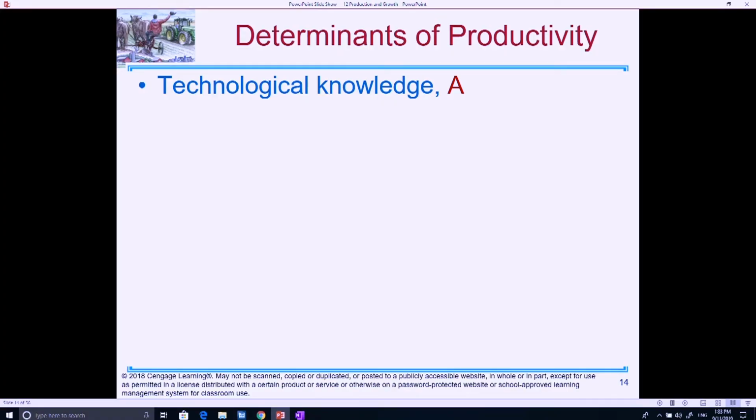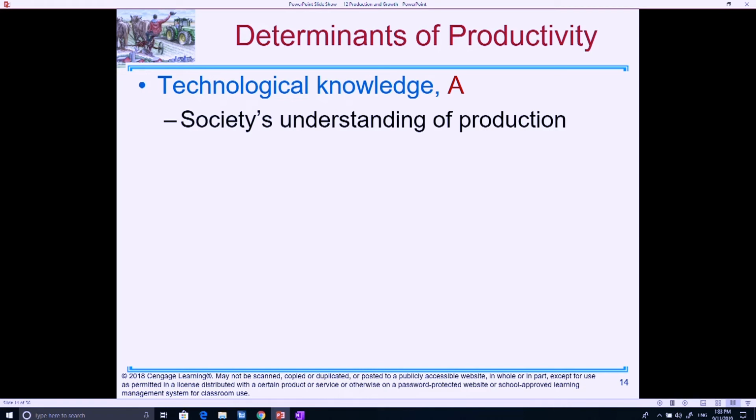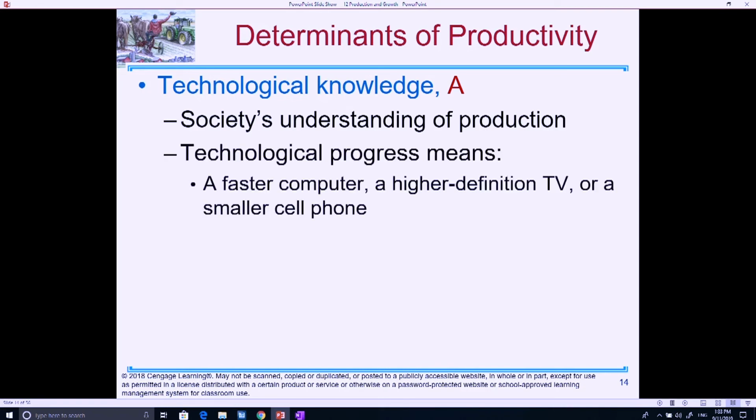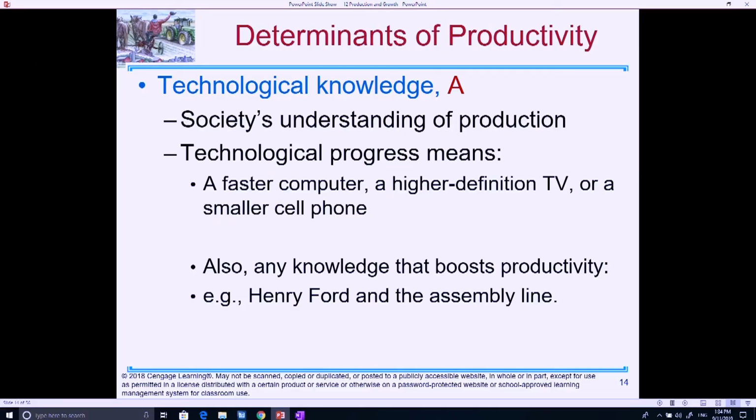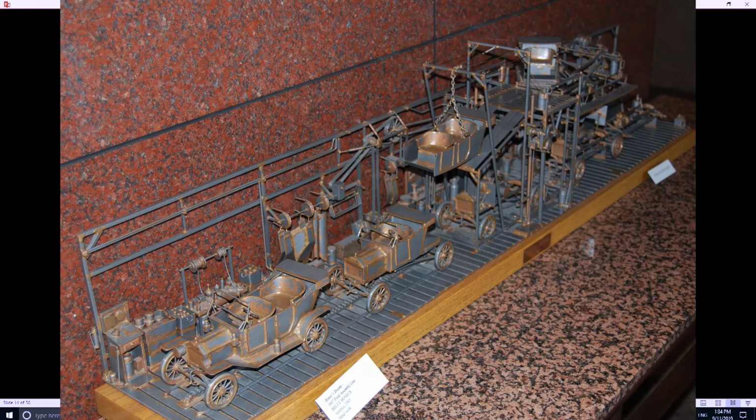Technological knowledge, represented by A. This is huge. This is the big catch-all. Society's understanding of production. Technological progress means faster computers, higher definition television, or a smaller cell phone. This is any knowledge that boosts productivity. It doesn't have to be just better information technology or a nicer computer, but anything that improves the process of your doing. So as McDonald's improves the way that they create hamburgers, improves the machinery they have there, they might not have more machinery. If their machines are more efficient, then they're going to increase their output. One big example of this is Henry Ford and the assembly line. Change the way you organize a manufacturing plant, which increased productivity.